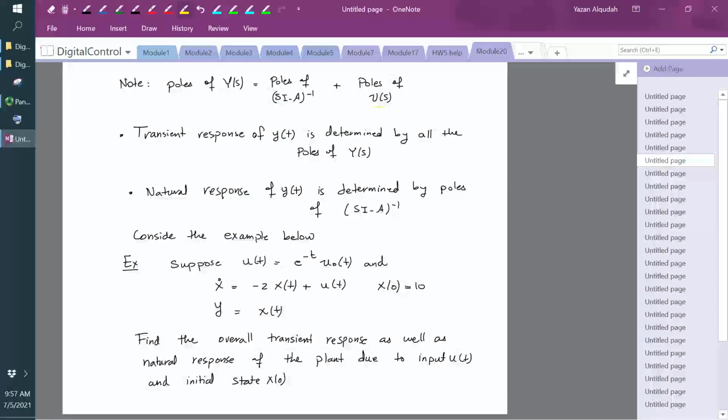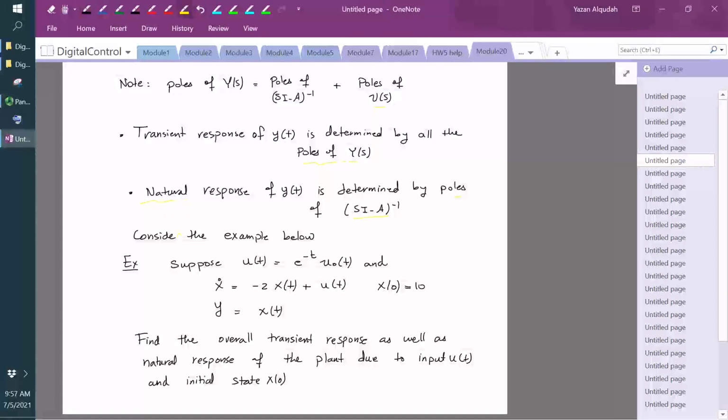If you recall, we defined the transient response of y of t, and that is the response determined by all the poles of Y of s. So overall, all the poles work together to generate the transient response. We also have something we call the natural response, and this is the response determined by the poles of the system, (sI minus A) inverse. Together, the transient response includes the natural response. Okay, so let's look at an example to illustrate all this.